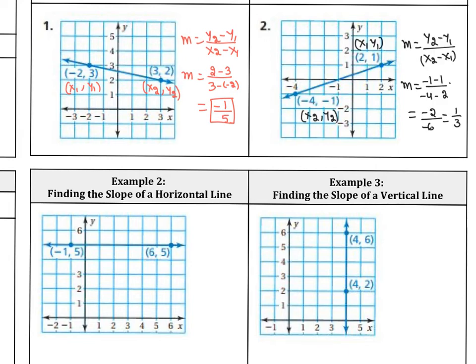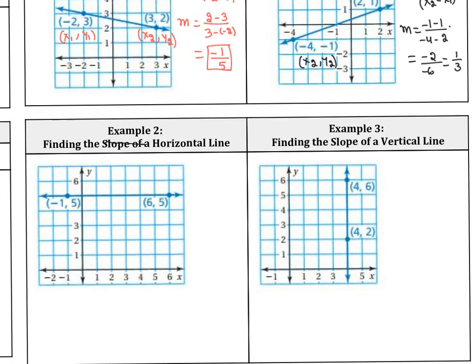For number 2, I labeled the point x1, y1 as 2 and 1, and y2 as negative 4 comma negative 1. Apply the formula y2 minus y1, so negative 1 minus negative 1 on the top, negative 4 minus 2 on the bottom. So the top number becomes negative 2 and the bottom is negative 6. Cancel the negative and negative, you're going to get 1 over 3 as your answer, and it's going to be a positive slope because it rises from left to right.